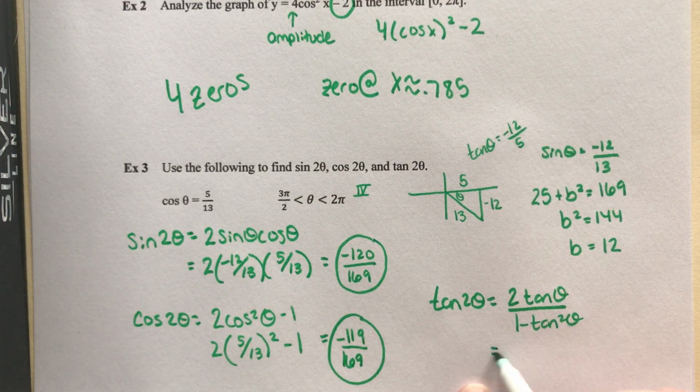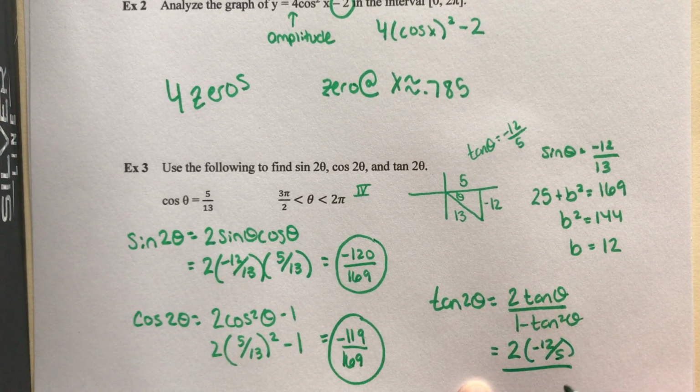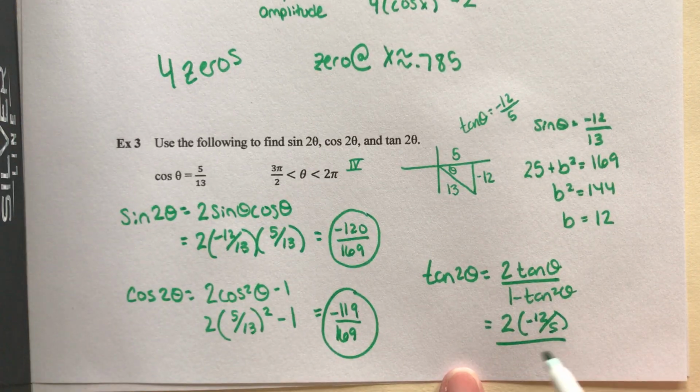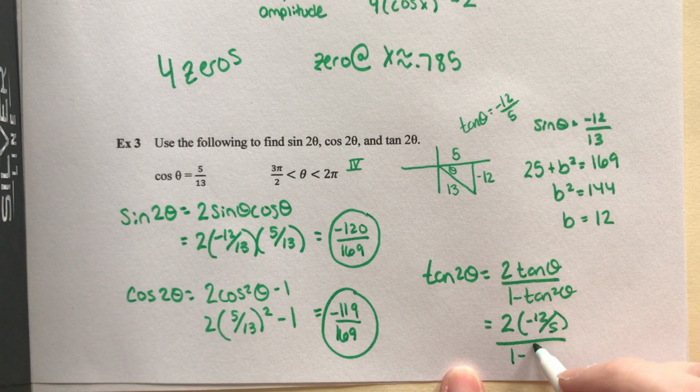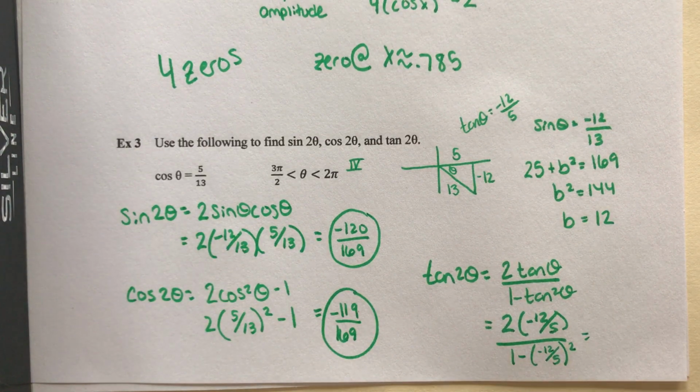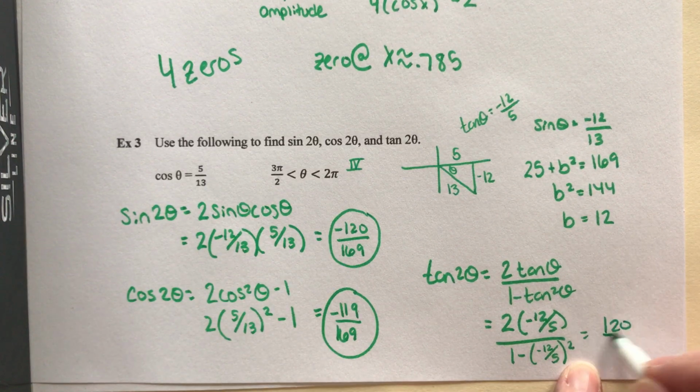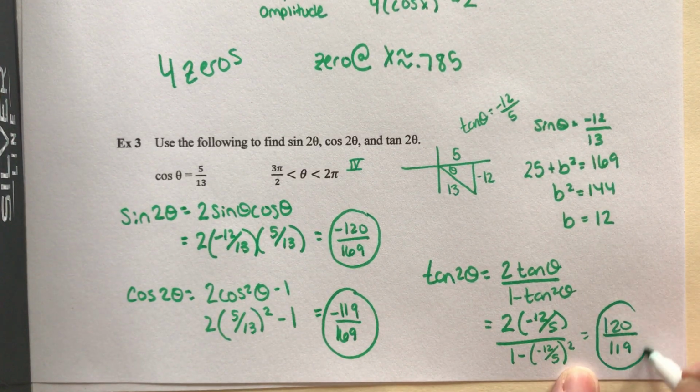Okay, so 2 times negative 12 over 5 divided by 1 minus negative 12 over 5 squared. So I would just type that in my calculator. You can use your fraction bar to help you so that you don't make a mistake with parentheses. So if you want to pause it and figure that out, the answer is 120 over 119.